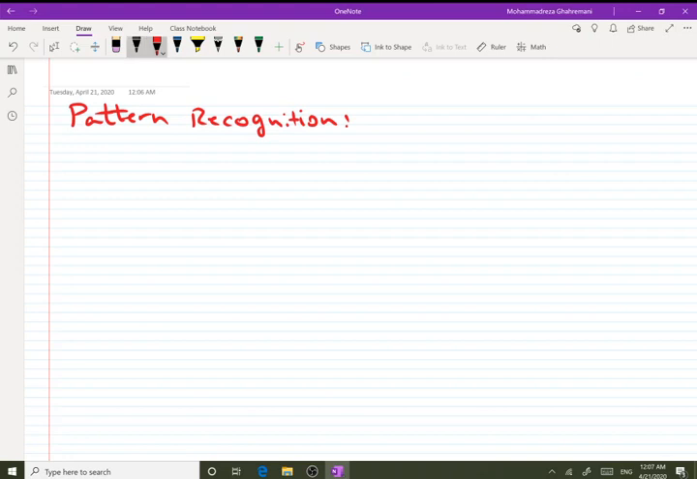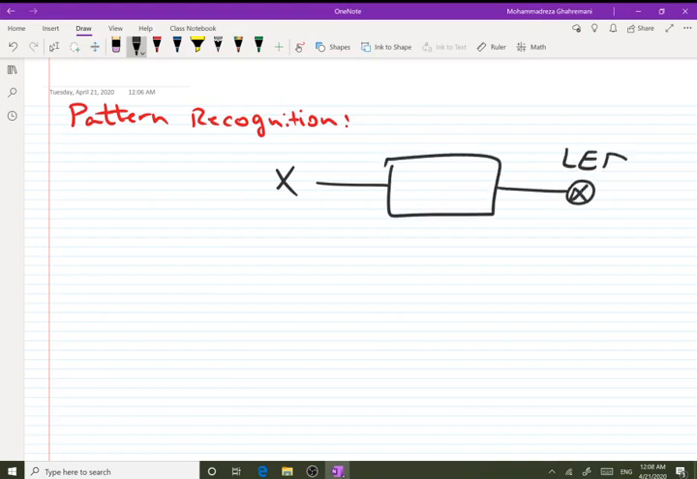For example, I want to have a circuit that has one input X and one LED output, and I want my circuit to be able to recognize a pattern of binary numbers. Let's say 1001. So as soon as the input information applied to the circuit is equal to 1001, the output will be set to 1.